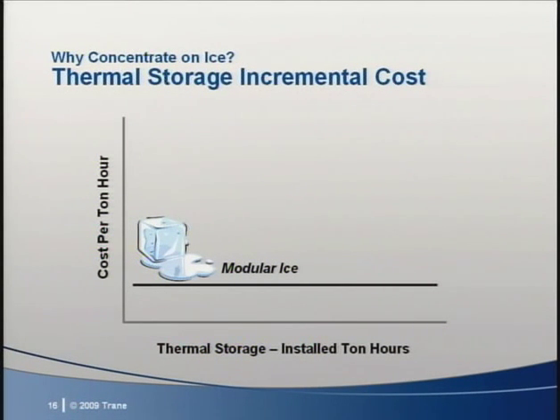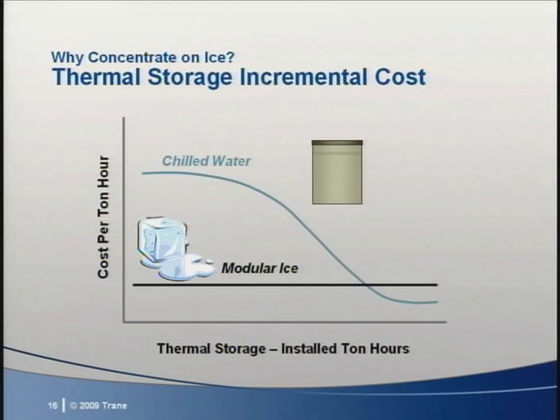Chilled water energy storage is typically installed using large volume, site-erected tanks. The cost per ton-hour for such tanks starts out high, but decreases as the volume of storage increases. The installed cost crossover point is very job dependent, but a rule of thumb is that chilled water starts becoming cost competitive with ice at around 10,000 ton-hours.